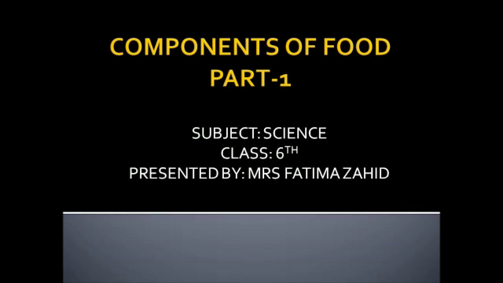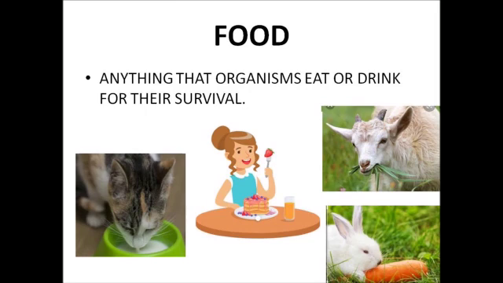This presentation is on the first chapter of subject science and the name of the chapter is components of food. So let's start with food. It is something that we eat. We have learned so much about food in our previous lesson where we saw why do we need food, from where do we get food, etc.